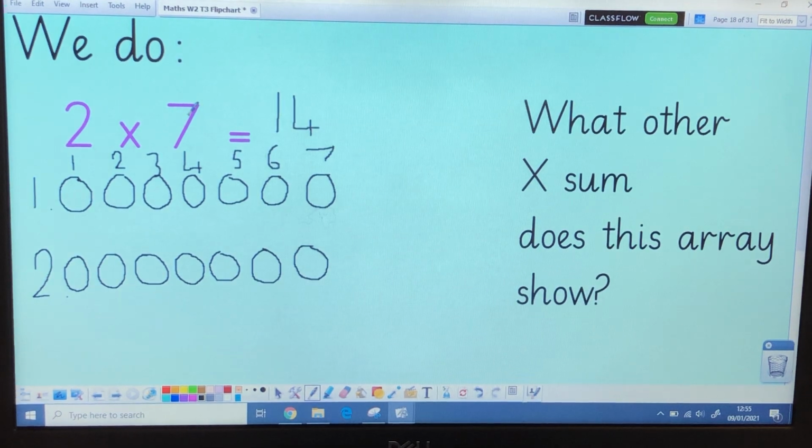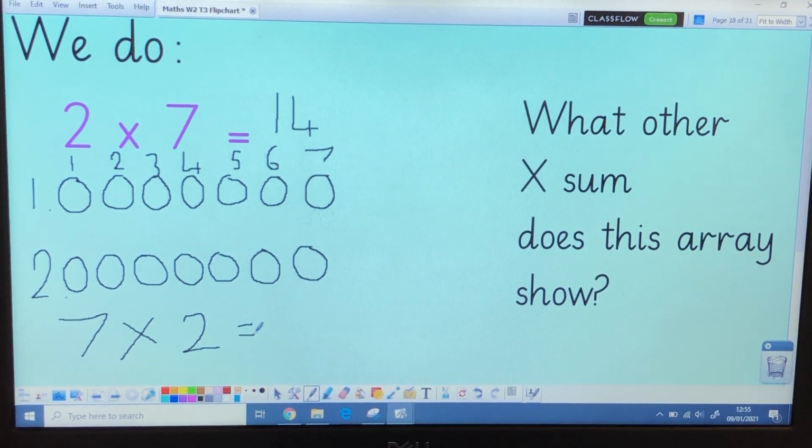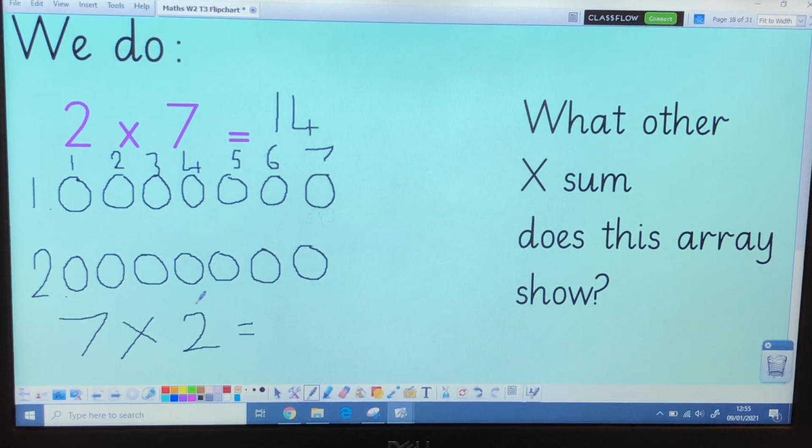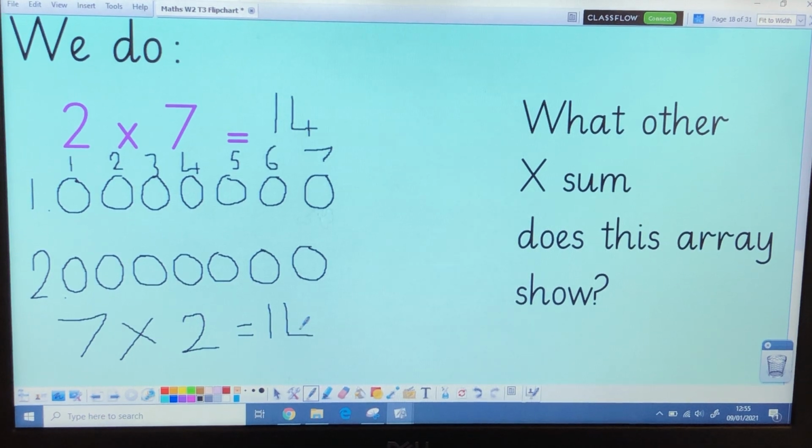So our first number is 7. We've got 7 groups. 7 times 2, because we've got 2 circles in each of our groups. 7 lots of 2. Should we count them up again and see if the answer is 14 like the first sum? You ready? 1, 2, 3, 4, 5, 6, 7, 8, 9, 10, 11, 12, 13, 14. So 2 times 7 is the same as 7 times 2.